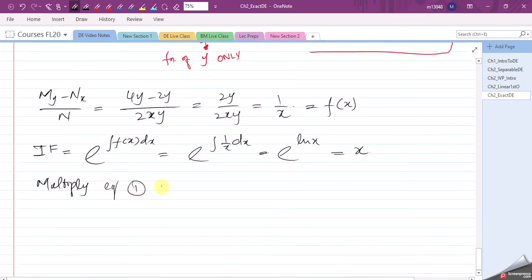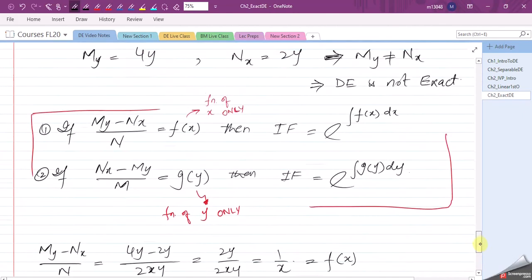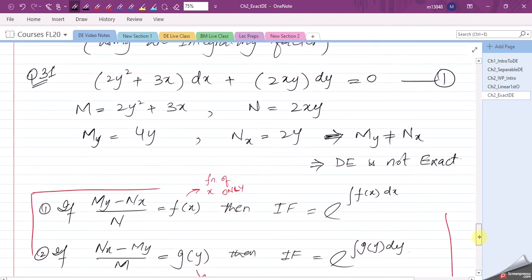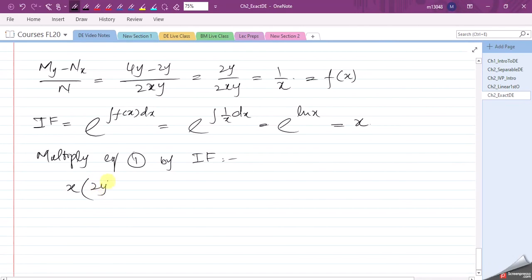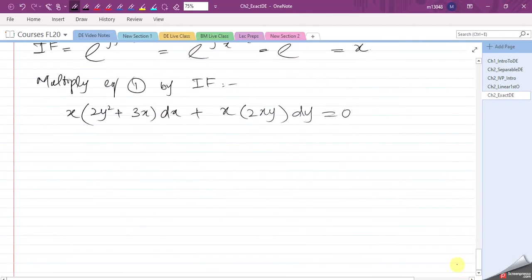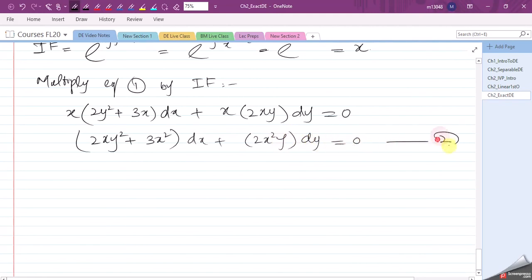Multiply equation 1 by if, which is x. Okay, so we multiply x into (2y square plus 3x) dx plus x into 2xy dy equals 0. So we have changed the equation to (2xy square plus 3x square) dx plus 2x square y dy equals 0. Let me call this equation 2.